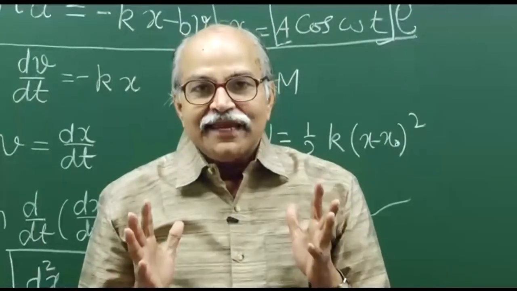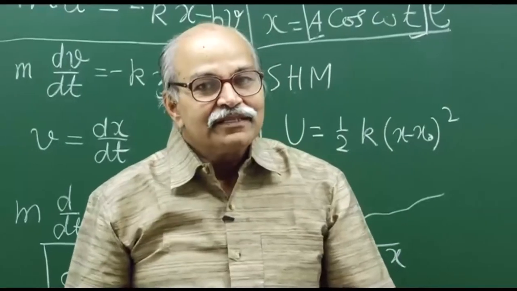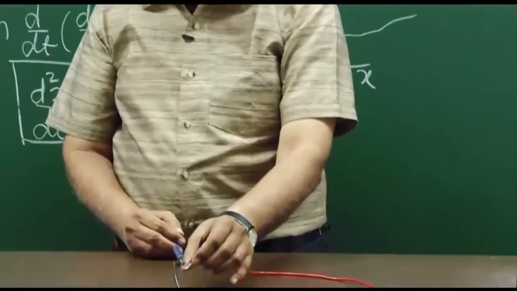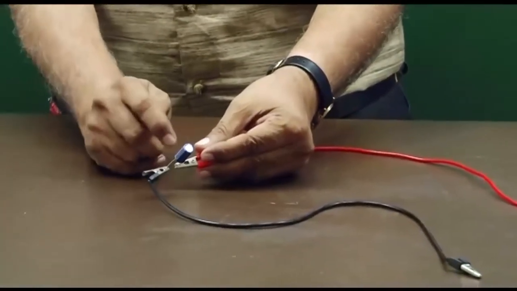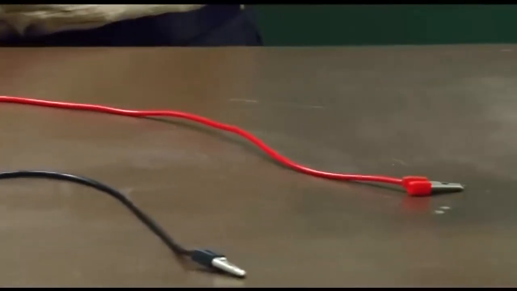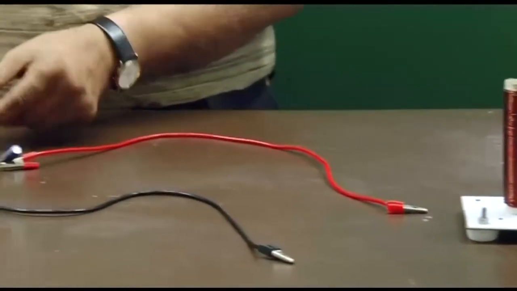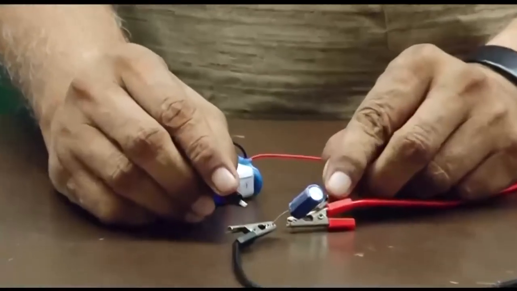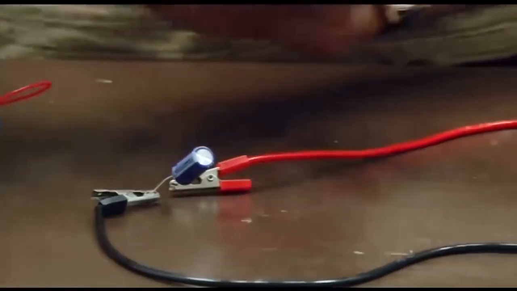So, now let me take an example from a totally different area, and that is from electrical circuits. Here I have a capacitor. The capacitor that we used earlier, this is that 1 millifarad or 1000 microfarad capacitor, and here is the solenoid. This also we have used earlier. Now, suppose I charge this capacitor by connecting this battery terminal to the capacitor. I charge this capacitor. Now, the capacitor is charged.